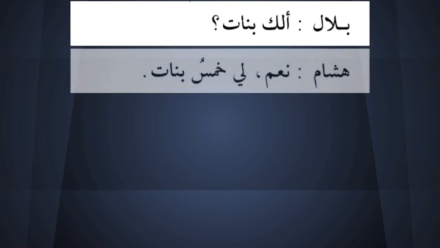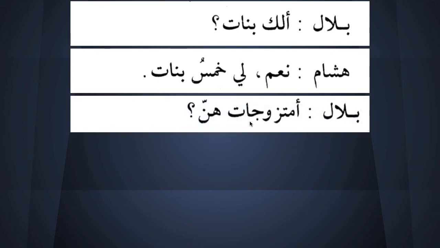So Bilal says, alaka banatun. Do you have girls? Girl child? Daughters? Hisham says, na'am li khamsu banatin. Li is jar majroor. Shibh jumla khabar muqaddam. Khamsu is mubtada muakhar. Wa huwa mudaf, and banatin is mudaf ilayhi. Is a combination. So I have 5 daughters.